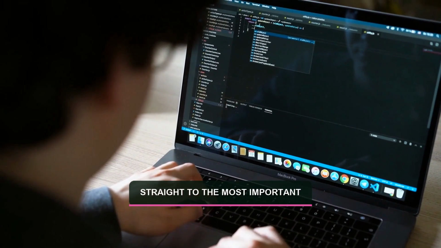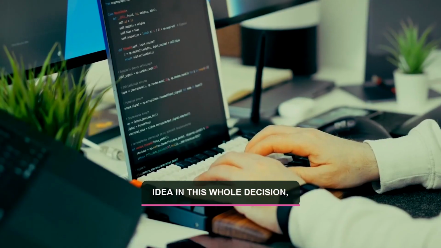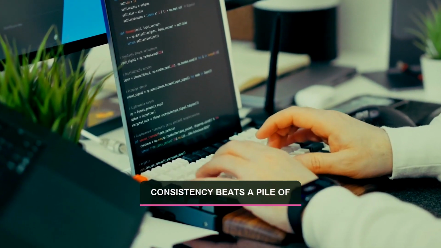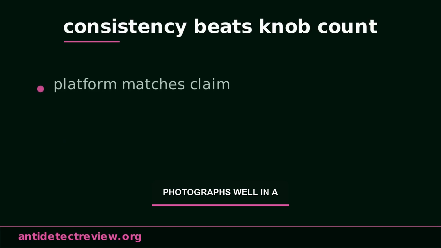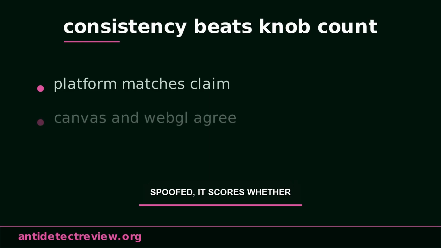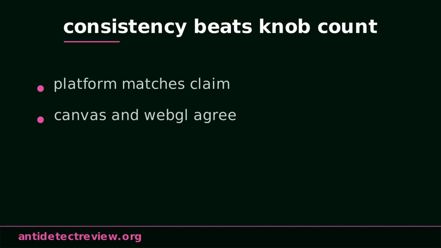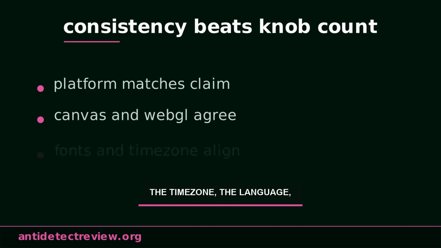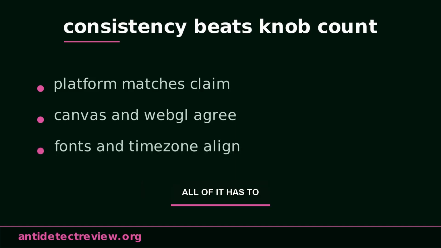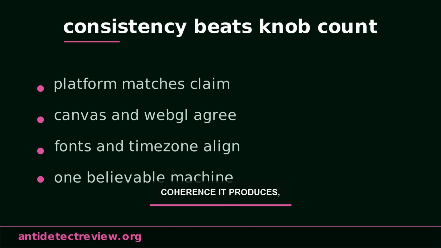That leads straight to the most important idea in this whole decision. Consistency beats a pile of knobs. A long menu of toggles photographs well in a review, but a detector does not score how many things you spoofed. It scores whether the pieces agree. The platform, the canvas, the web renderer, the fonts, the time zone, the language, all of it has to tell one consistent story about a single plausible machine. So judge a browser on the coherence it produces, not on the length of its settings panel.